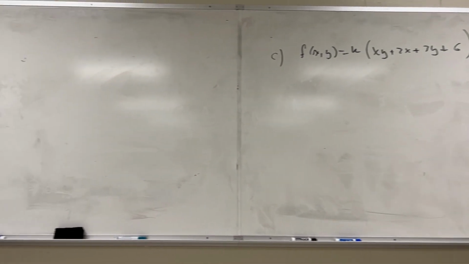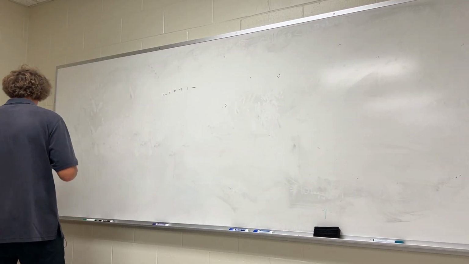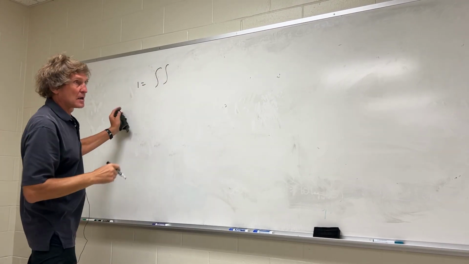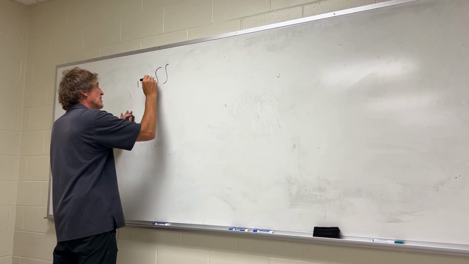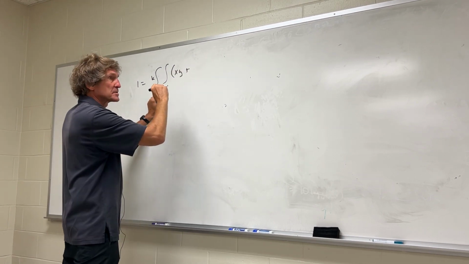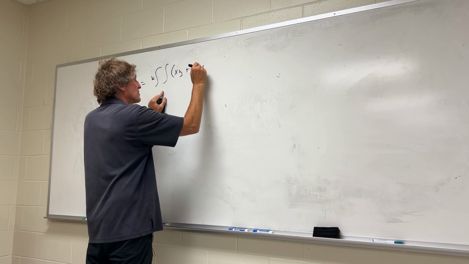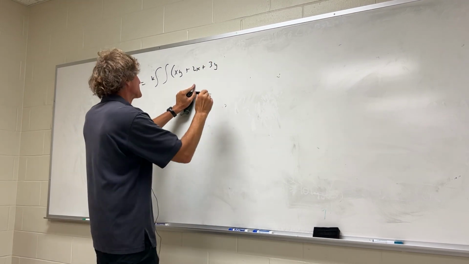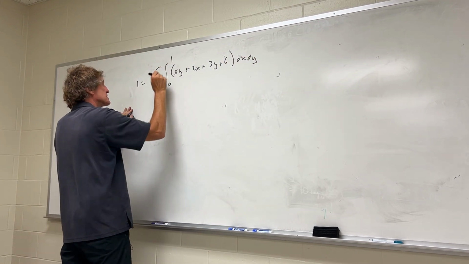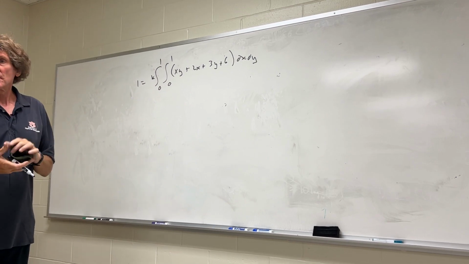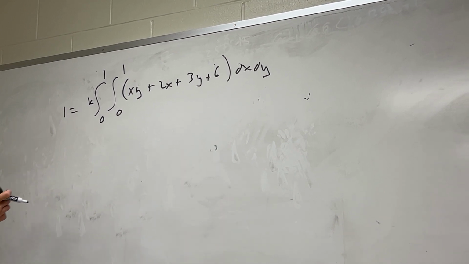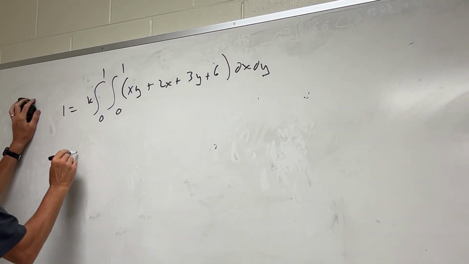All right. Okay, so I'm going to say 1 will be equal to a double integral of, and I'll put the k out in front, of the quantity xy plus 2x plus 3y, plus 6, dx dy, and it goes from 0 to 1 in both cases. I think everybody agrees with that. Some of this stuff may get boring, but please work with me on this. There might be some subtleties. So just doing it, I think I can say 1 equals k.